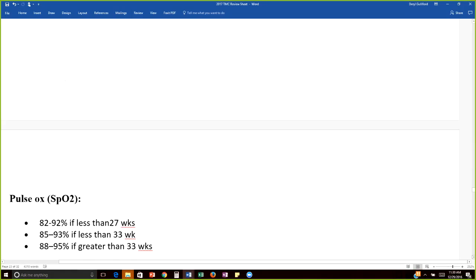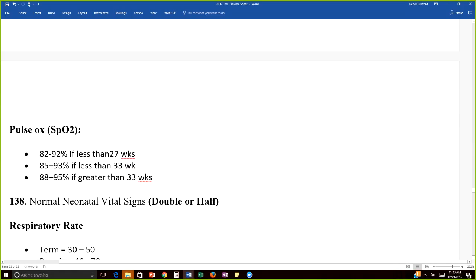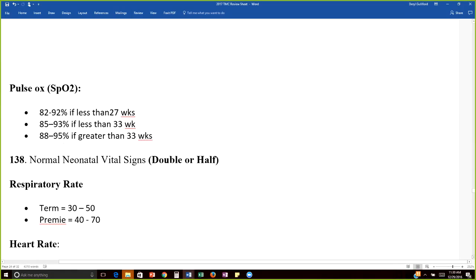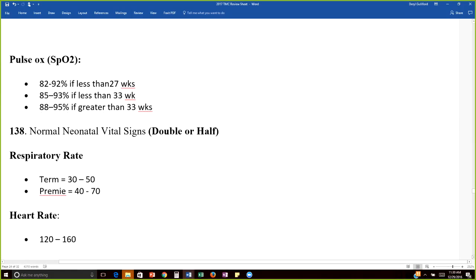It will improve, increase over time. And there are the pulse ox levels, which are also lower than adults. Oh, vital signs. This is interesting.